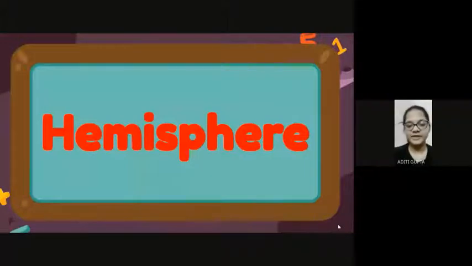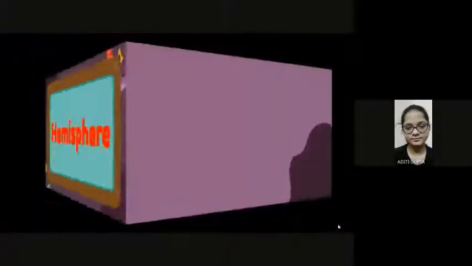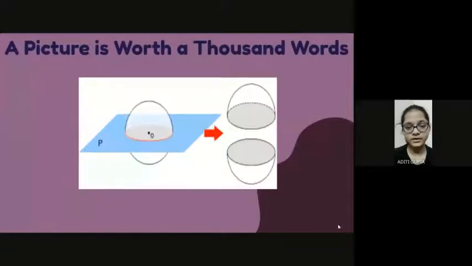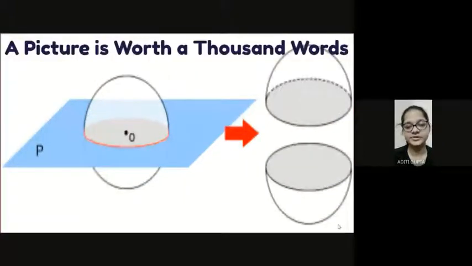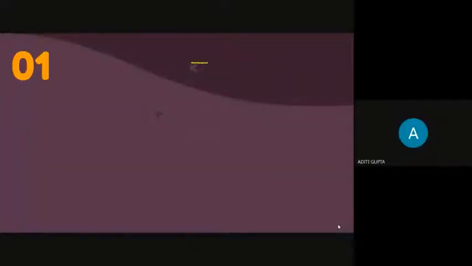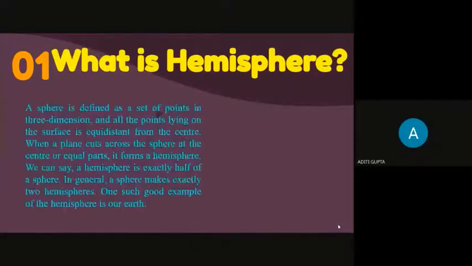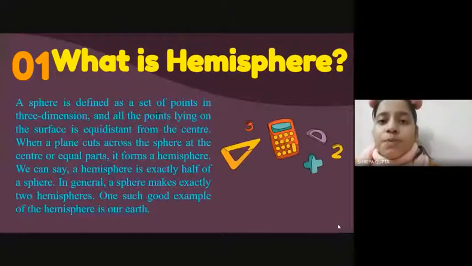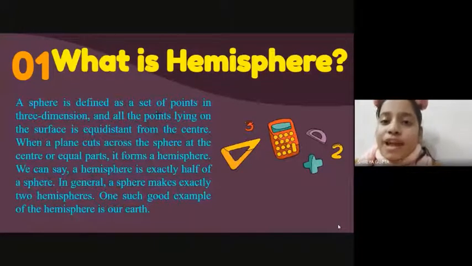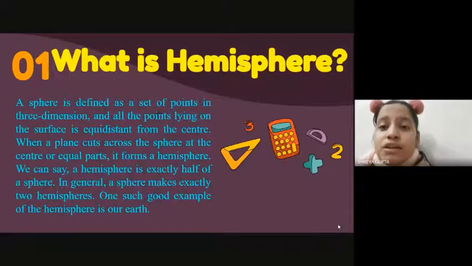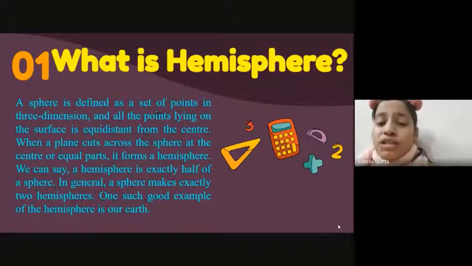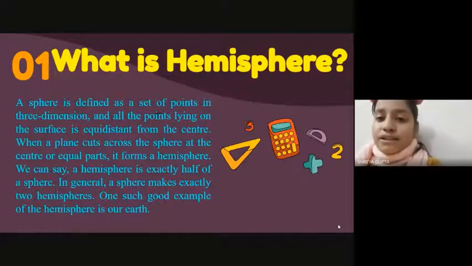Now let us know about hemisphere. A picture is worth 1,000 words. What is hemisphere? A sphere is defined as a set of points in three dimensions and all the points lying on the surface is equidistant from the center. When a plane cuts across the sphere at the center into equal parts, it forms a hemisphere. One such good example of the hemisphere is our Earth.